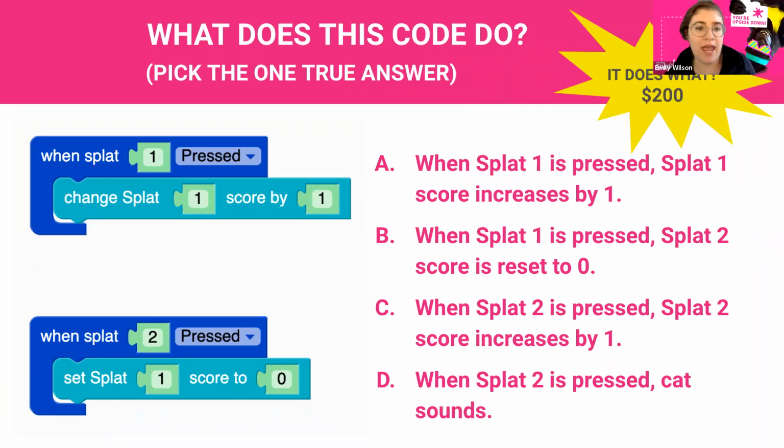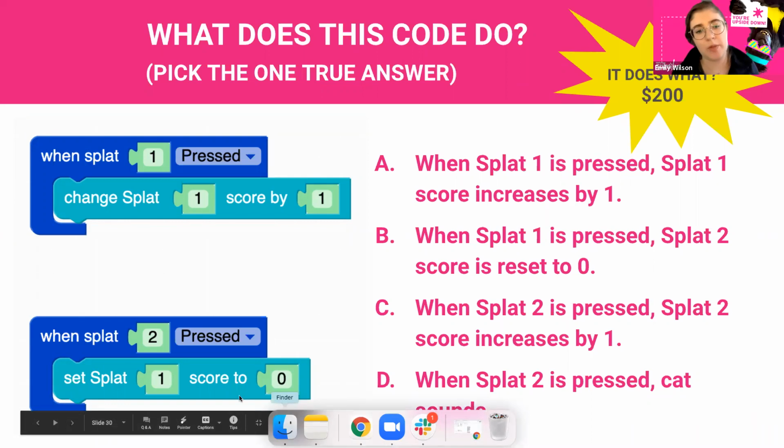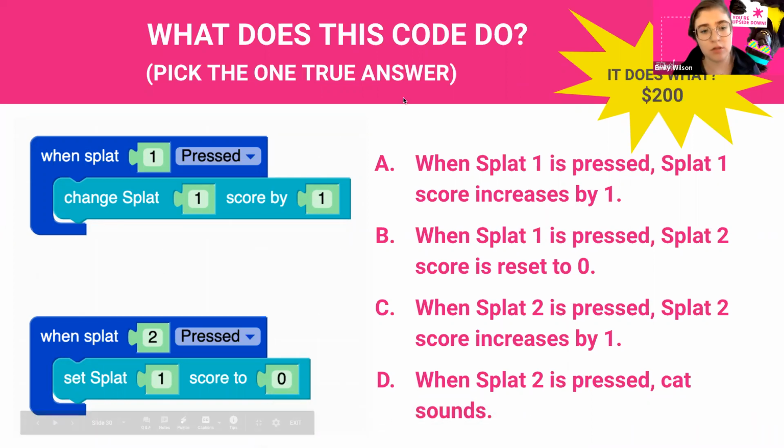So for A, it's when splat 1 is pressed, splat 1 score increases by 1. B, when splat 1 is pressed, splat 2 score is reset to 0. C, when splat 2 is pressed, splat 2 score increases by 1. And D, I just had a poll explode. When splat 2 is pressed, cat sounds. So fill in your answer in the poll.